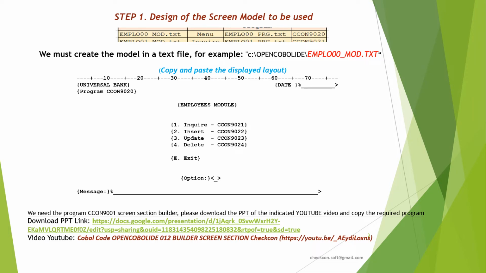Step 1. Design of the screen model to be used. We must create the model in a text file, as in the example shown. We need the program CCON 9001 Screen Section Builder. Please download the PPT of the indicated YouTube video and copy the required program.